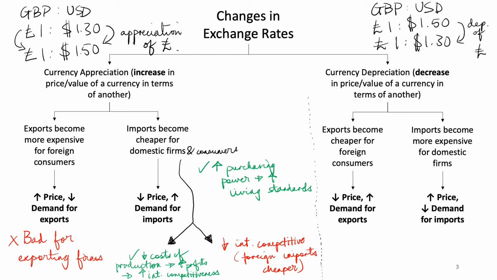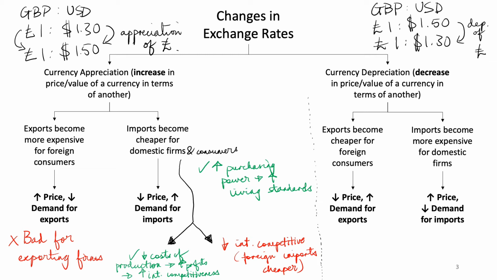The opposite is true with currency depreciation. As you can see with the example, before £1 would have got you $1.50, and now £1 only gets you $1.30, denoting a depreciation of the pound with respect to the dollar. Again, let's look at the impact of this depreciation on exports and imports.